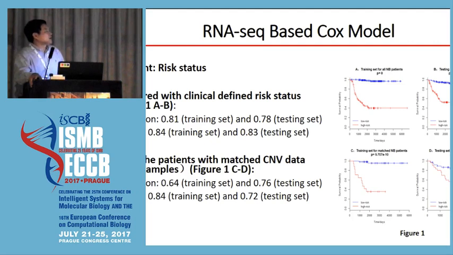For those patients matched with copy number variation data, that's around 138 samples, the precision is around 46% for the training set and 76% for the test set, and the recall is 0.84 for the training set and 0.72 for the test set. You can see that for this CNV data set, the prediction power is less than for the whole data set.